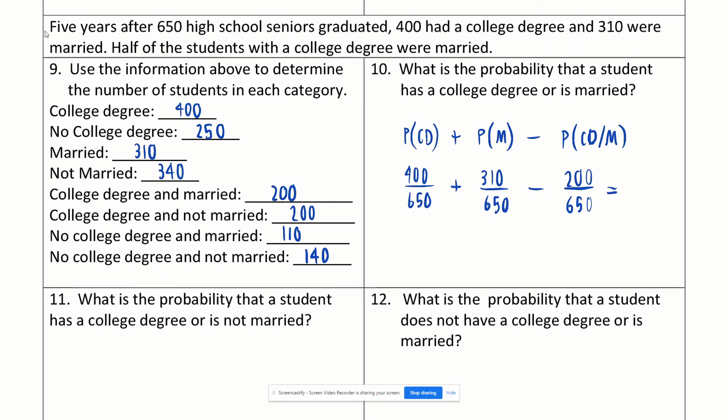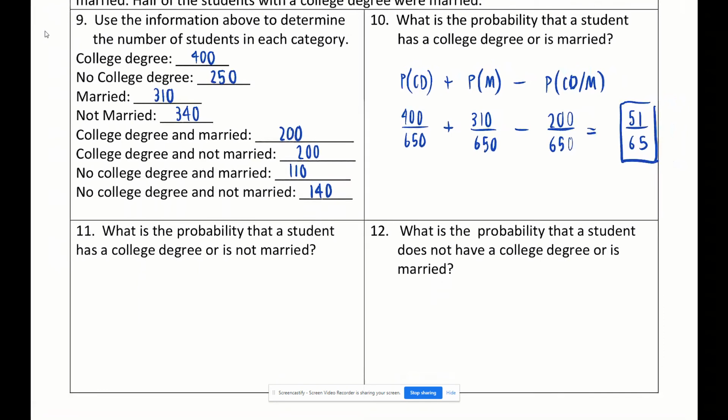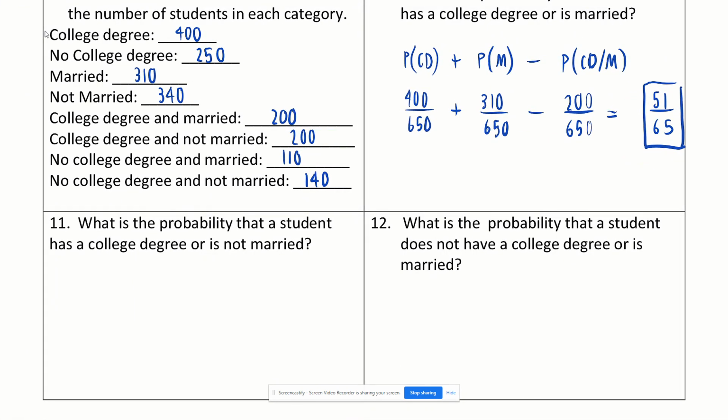So if you type all this in your calculator and let it do its little thing, it's going to tell you 51 out of 65 chance of finding someone who either had a college degree or was married. This is the idea of inclusive. You add your probability, but you subtract your overlap. So look at number 11. What's the probability that a student has a college degree or is not married?